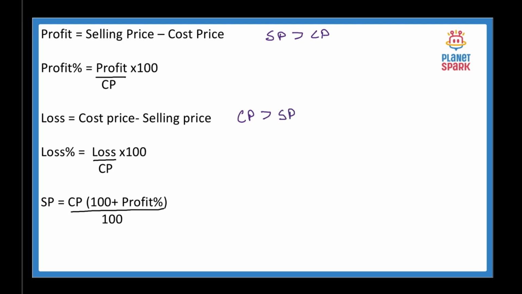Loss is equal to cost price minus selling price. Loss is there when cost price is greater than selling price. Loss percent is equal to loss upon CP into 100.